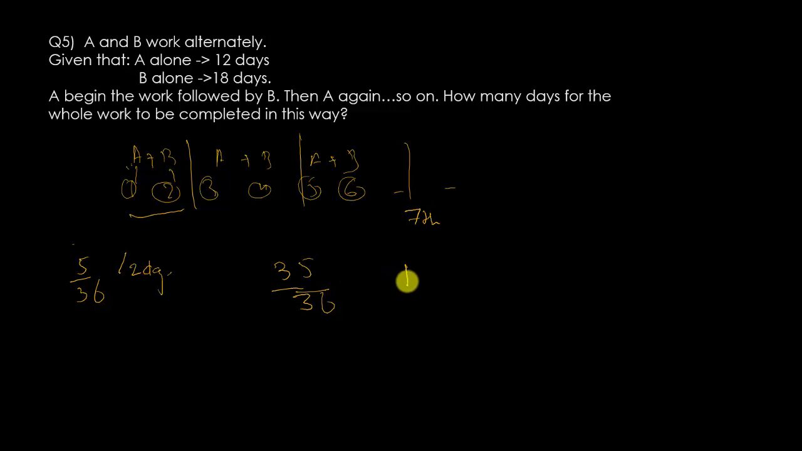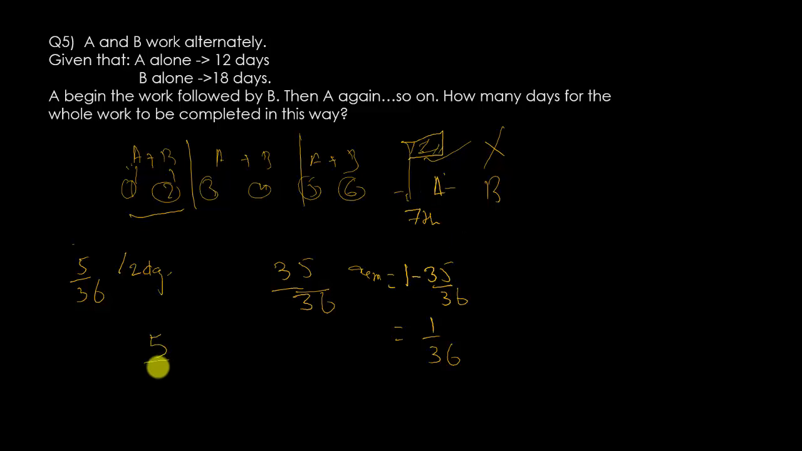How much work is remaining? 1 minus 35 by 36 of the work is remaining, which is equal to 1 by 36. This is a very small part of the work which will be completed by A's work when A worked alone. So the next day would be A, the next day would be B. But B didn't get to work now. A completed the work within the next day. So we stop here and we calculated with respect to A's speed, not A plus B's speed.